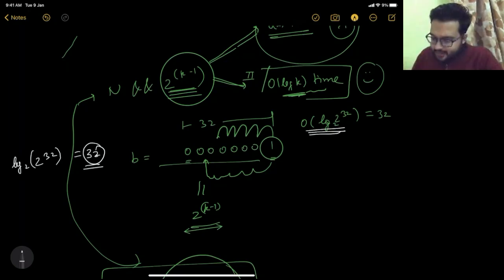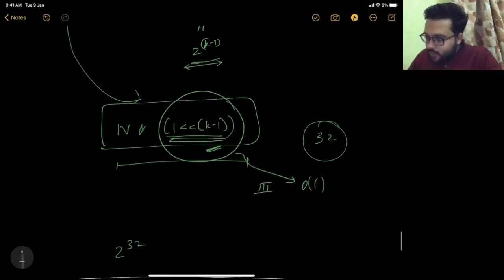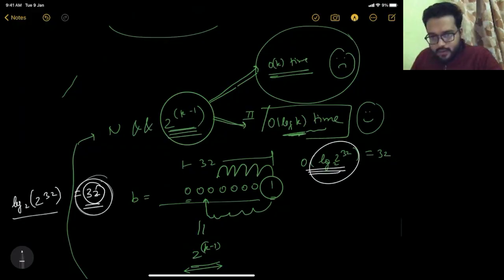Okay. Does it make sense? So does it make sense that log 32 base 2 will essentially give you 5? To compute 2 raised to power 32, we only need log 32 operations, right? That's right. So you only need log 32 operations. That's in fact even a smaller number, right?